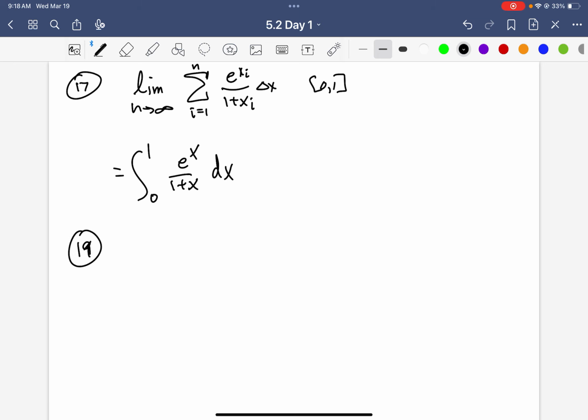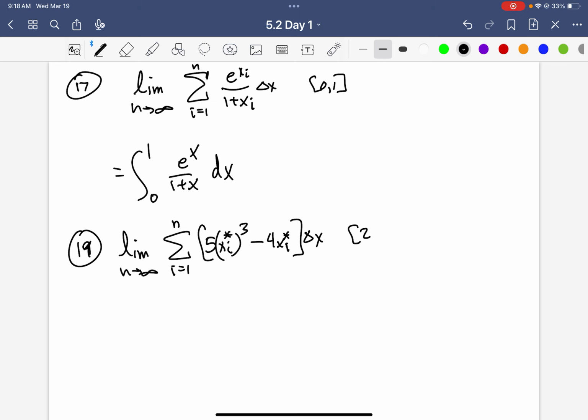Then if I look at 19, same sort of thing. I've got the sum i equals 1 to n, so I'm summing up rectangles. But I have x sub i star, so it's any old point. They're really making sure you understand it's any point inside that interval. We cube it minus 4 times any old point in that interval, multiply it by delta x. Then we let the number of rectangles go to infinity, and they want to do that on 2 to 7.